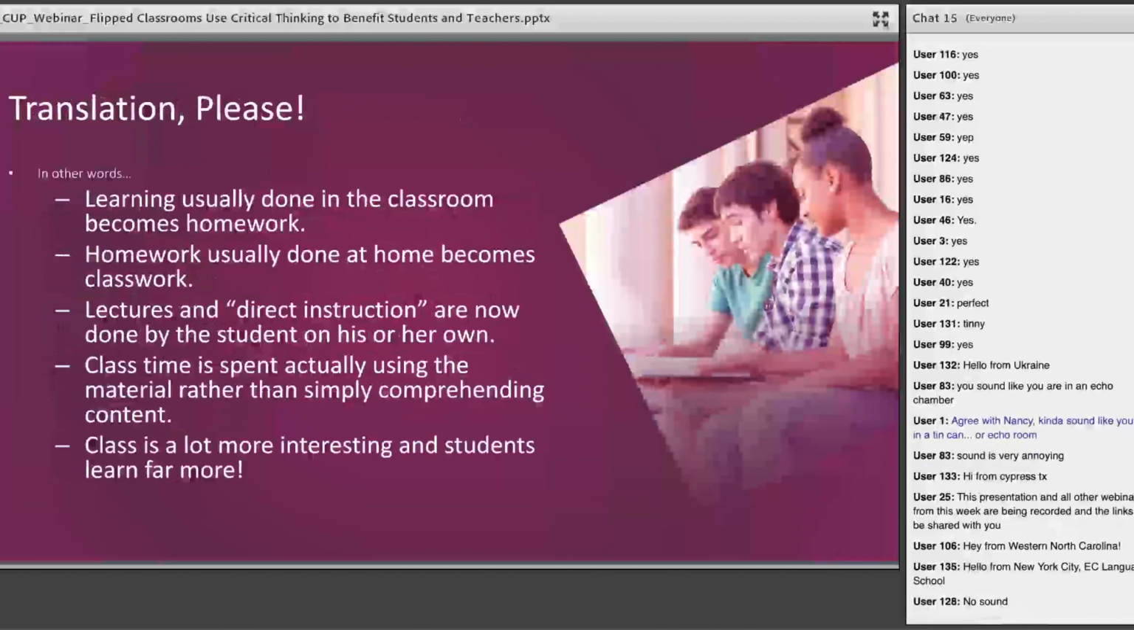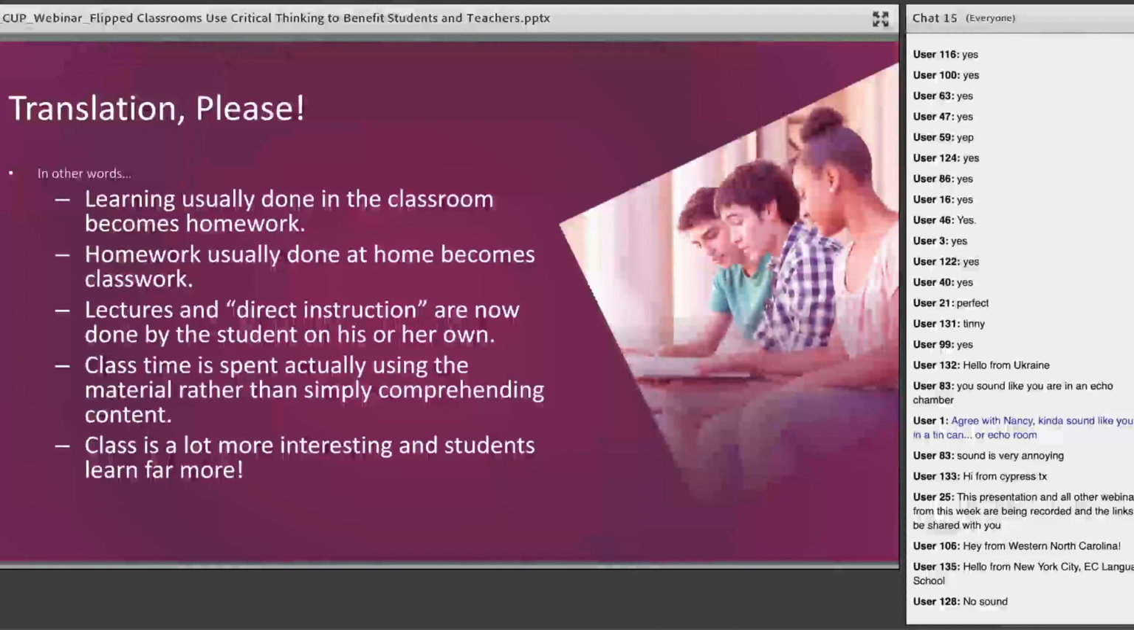So if I were to translate that, I would say that learning usually done in the classroom becomes homework. Homework usually done at home then becomes the classwork. Lectures and direct instruction are now done by the student on his or her own. Class time is spent actually using the material rather than simply comprehending the content. And class, as a result, is a lot more interesting, and students actually make more advances in their English skills.